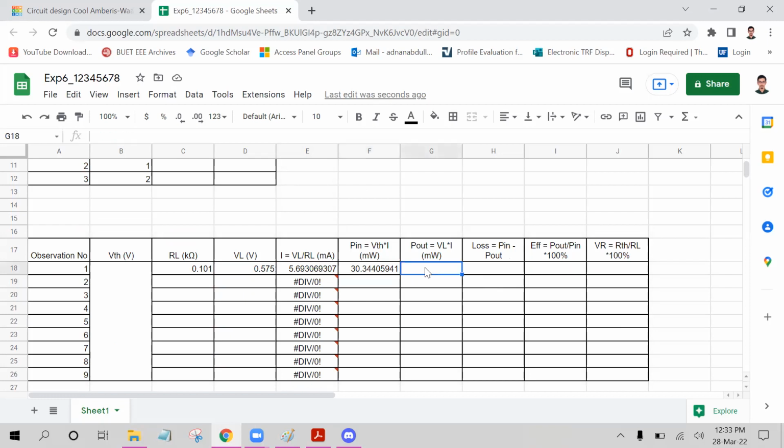Similarly, output power, load voltage into load current. So I'm going to write the function here, equal, where is my load voltage? This one, into, where is the load current? This one. So that is the output power.